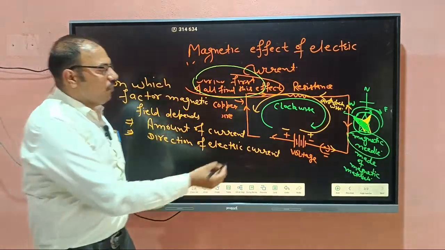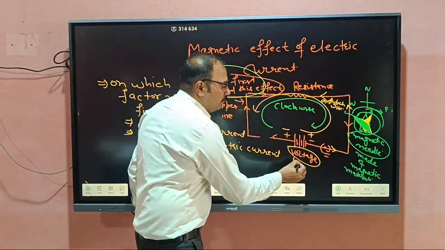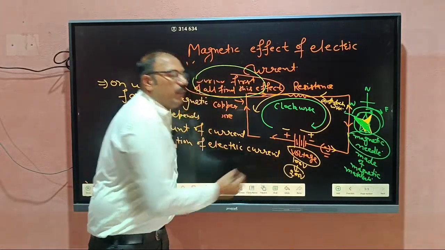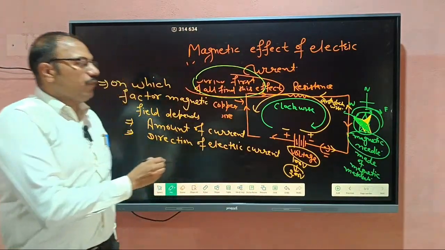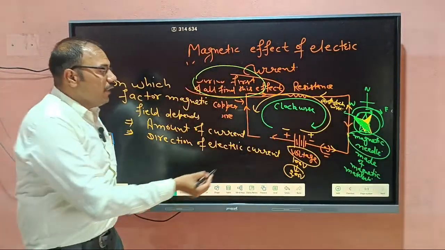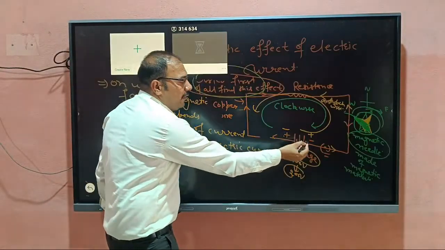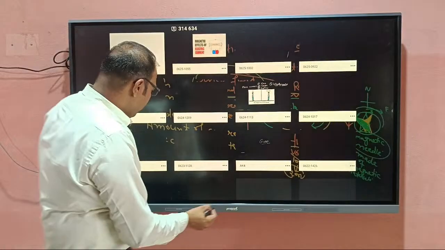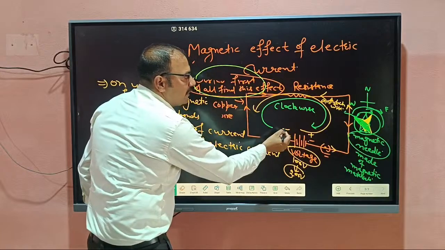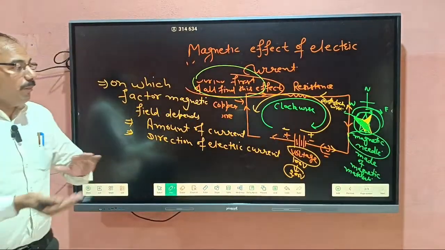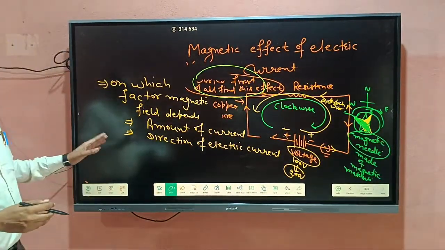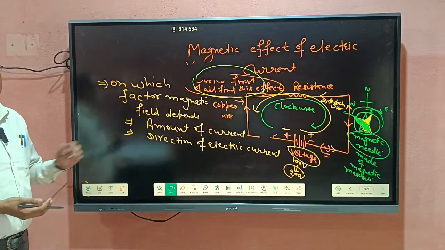So if we increase the voltage, like this is 100 volt and we increase it to 200 volt, then at 200 volt the amount of electric current increases. If the amount of electric current increases, the value of the magnetic field around the wire increases. Second, if we change the polarity of the battery, for example, this makes negative and this makes positive, then the direction of the magnetic field also changes. So these are the basics of the magnetic field produced by the wire.